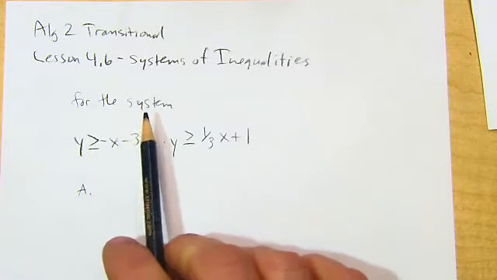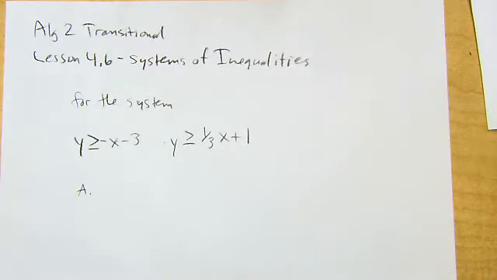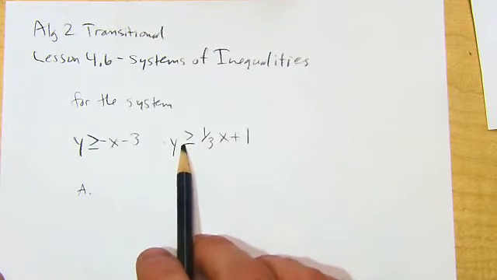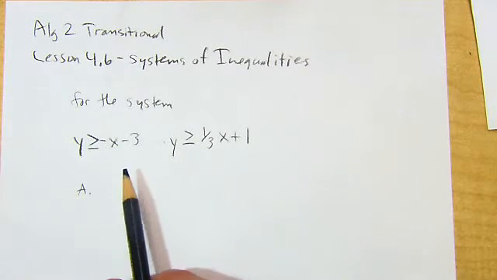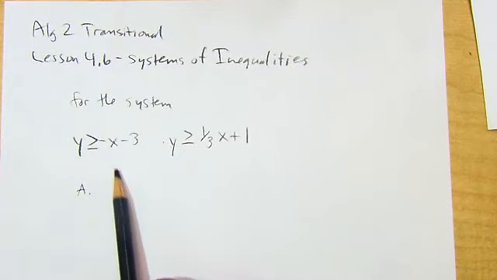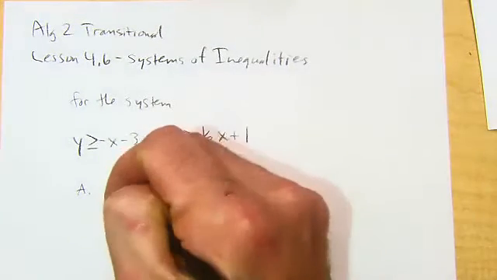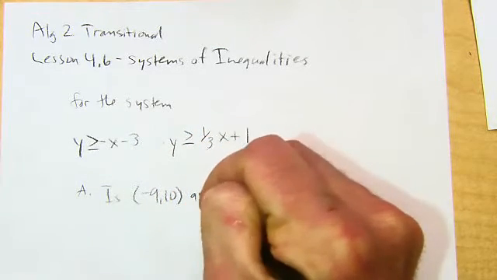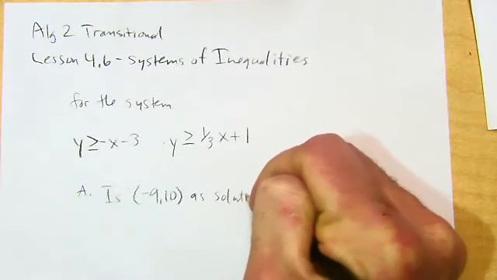Okay, today, guys, systems of inequalities, which is like a system of equations, but it's got the inequality signs here, greater than or equal to. So the first question you're going to get asked is, is a point a solution? So is (-9, 10) a solution to this system?